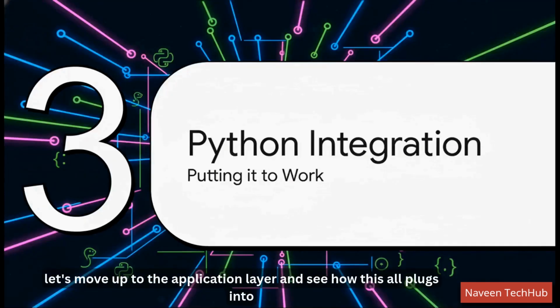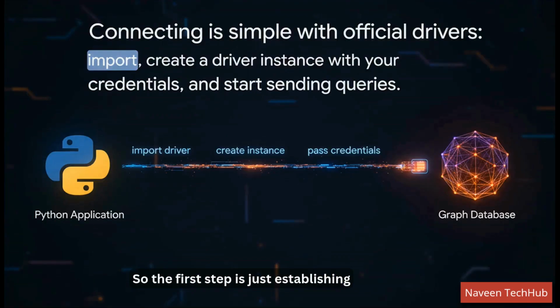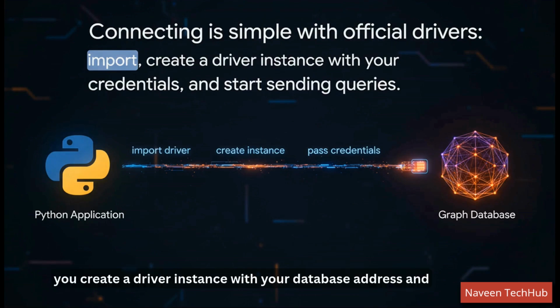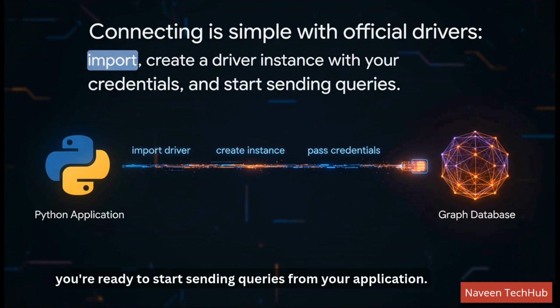All right, let's move up to the application layer and see how this all plugs into our existing enterprise services. And we'll focus specifically on Python. So the first step is just establishing that connection. With the official drivers, like the one for Neo4j, it's honestly just a few lines of code. You import the library, you create a driver instance with your database address and credentials, and boom, you're ready to start sending queries from your application.